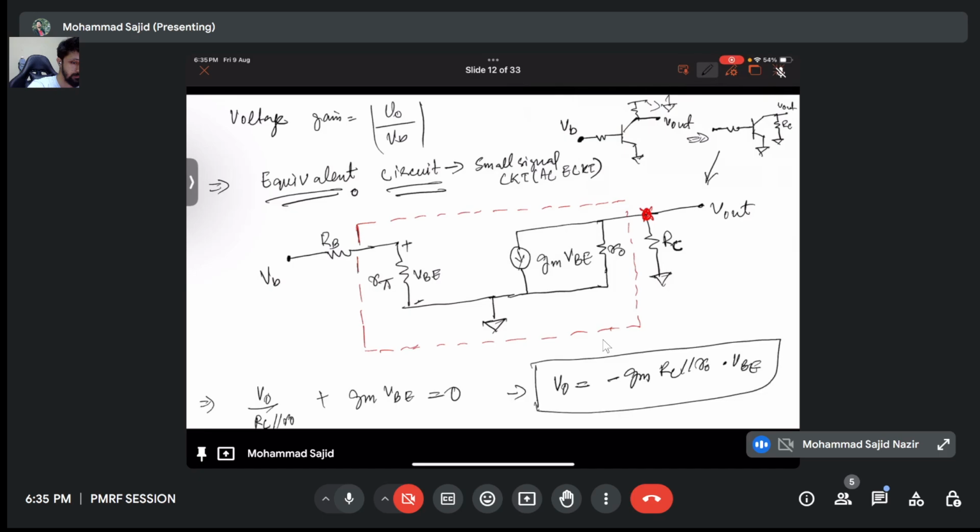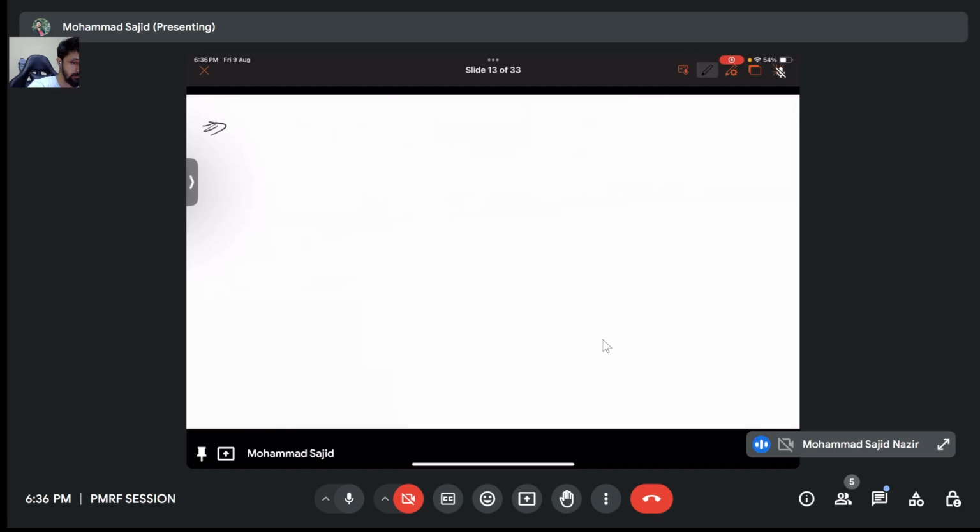Are you able to follow this? How I calculated V naught? Is this clear? So I can move ahead. If this is clear, then what we need to do is calculate V naught by VBE, that is our base voltage magnitude. So this will be GM times RC parallel R naught. So I need to calculate first R naught.